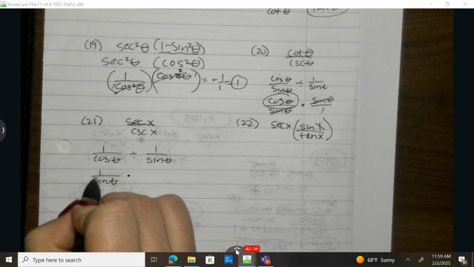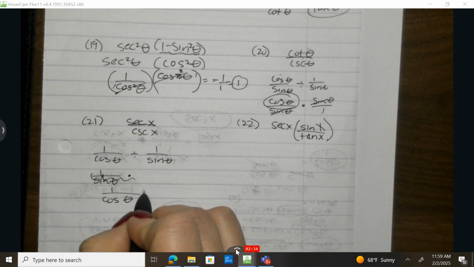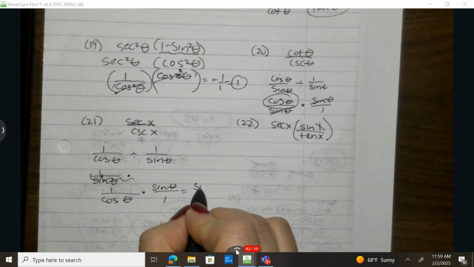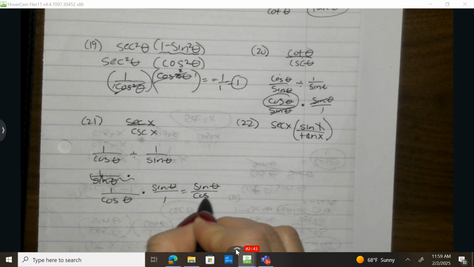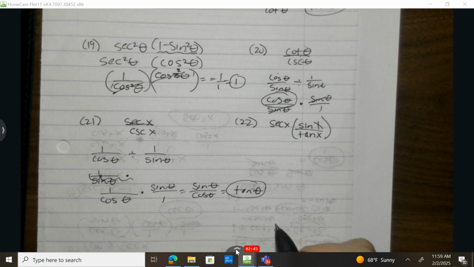Oop, I meant that to be a cosine. Let me go back. 1 over the cosine theta. I turn division into multiplying. I take the reciprocal of the second fraction. As I multiply across, I come up with sine theta over cosine theta, which is equivalent to tangent theta. Let's look at number 22.